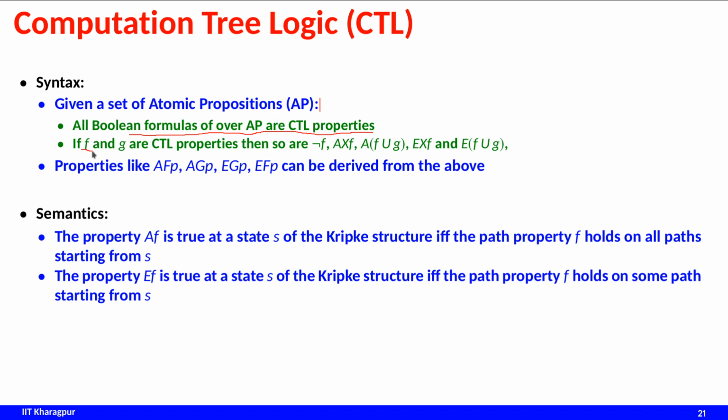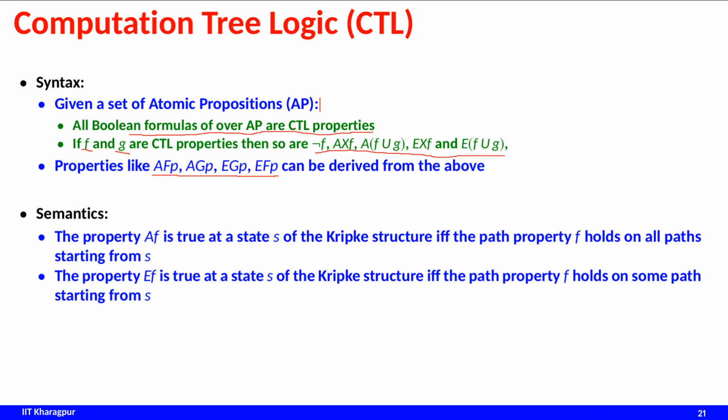If F and G are CTL formulas, then any one of these will be a CTL formula. So what does it say? The negation of F, AXF, F until G, EXF, and EF until G. Those will be the CTL properties, and properties like this can be derived from them.